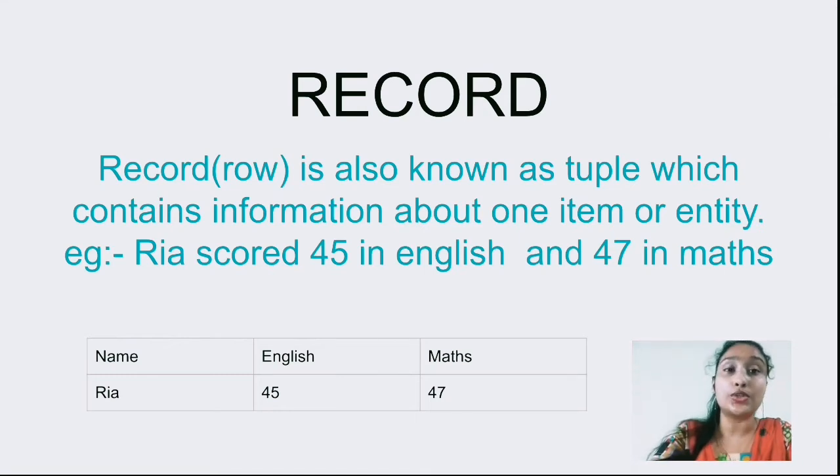A record, also known as a row or tuple, contains information about one entity or one item. Example I have given: Ria scored 45 in English and 47 in maths. See, one row is focusing on the name, English and maths, and another row is focusing on Ria and what she has scored in English and maths. Now let us look at what a field is.